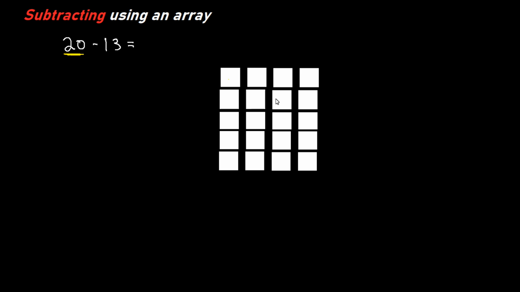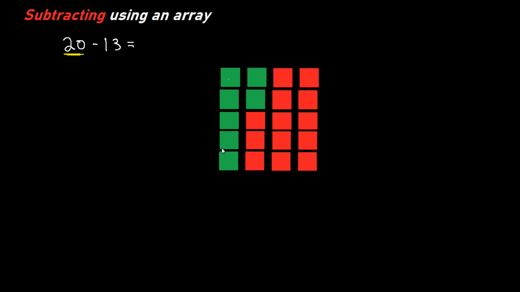So now that we've verified we have 20, we want to remove 13 blocks. If I count 13 blocks, I can go 1, 2, 3, 4, 5, 6, 7, 8, 9, 10, 11, 12, 13 blocks. I remove 13 blocks from this, which leaves me with how many blocks left over. So now we can count how many we have left over. Let's count together. 1, 2, 3, 4, 5, 6, 7.